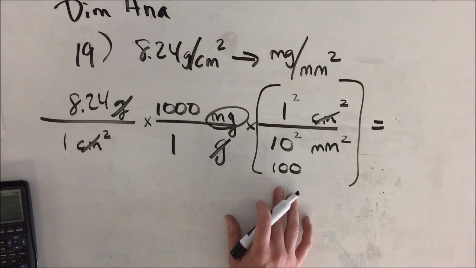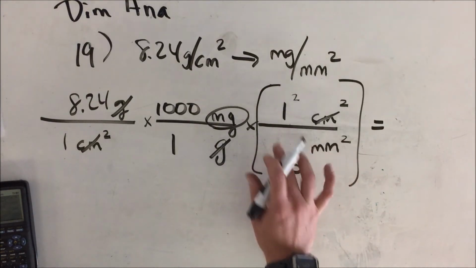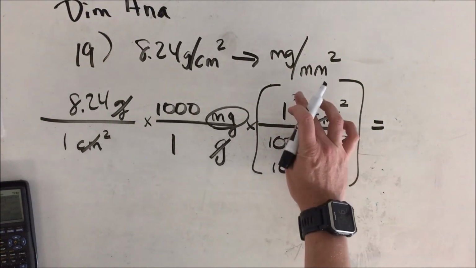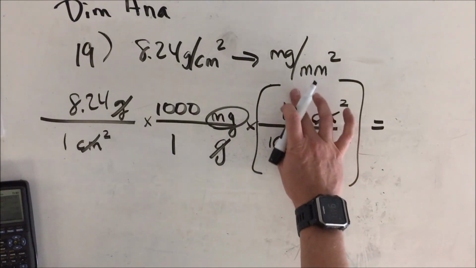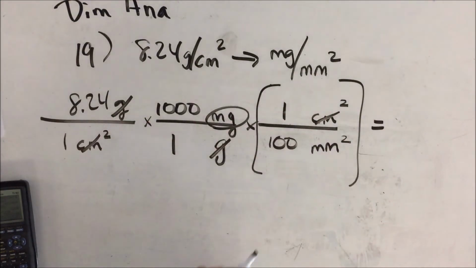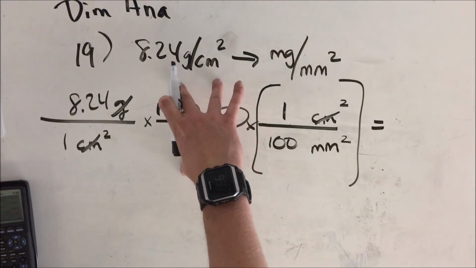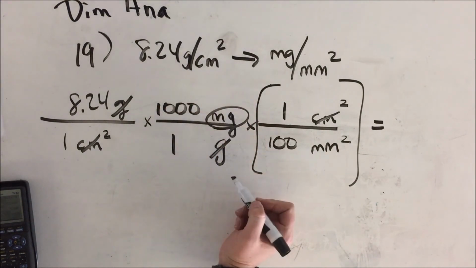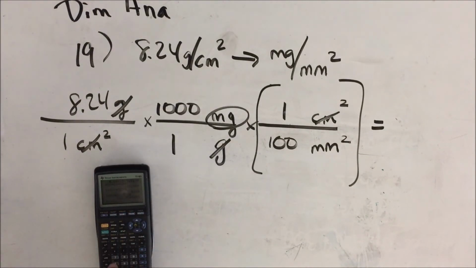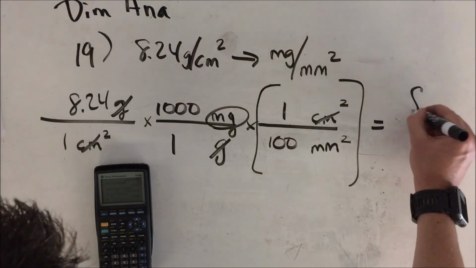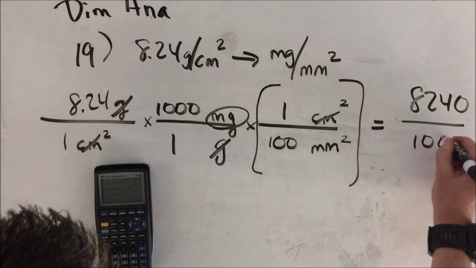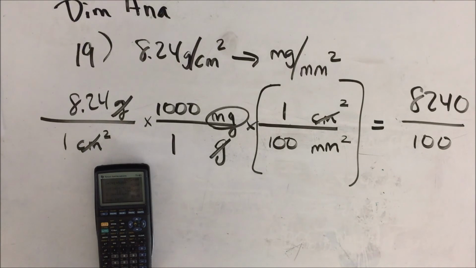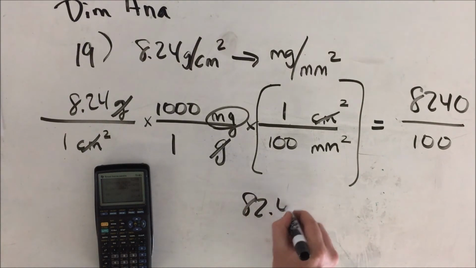Because I've done my chemistry in pencil, I go back and actually erase that and put 100 in. And I know that I've already taken care of that square. All right, so well, 1 squared is also 1, so I can erase that as well. Now I can just do my math. Notice how I didn't square any of the numbers in here, and that's because my units weren't squared. So I can say 8.24 times 1,000 times 1 is going to give me an answer of 8240. And 1 times 1 times 100 is going to give me an answer of 100. Well, 8240 divided by 100 is going to give me an answer of 82.4.